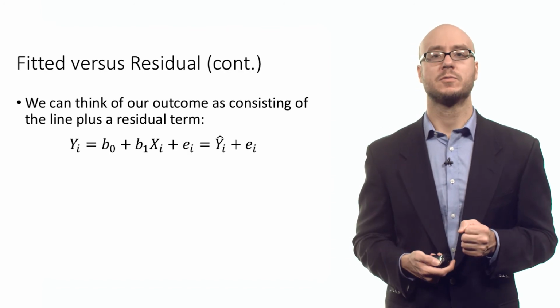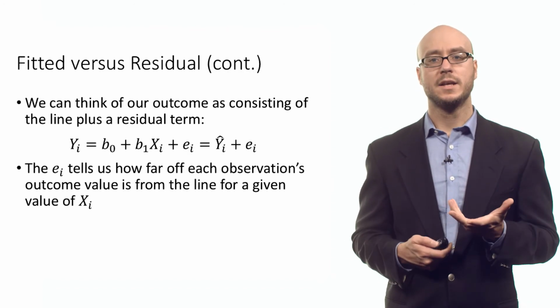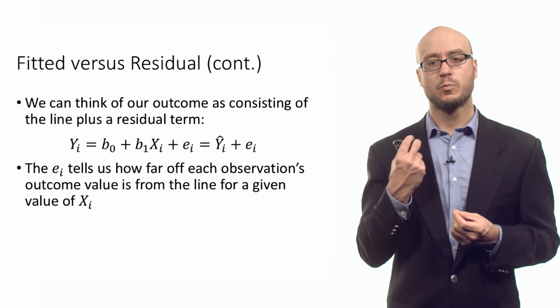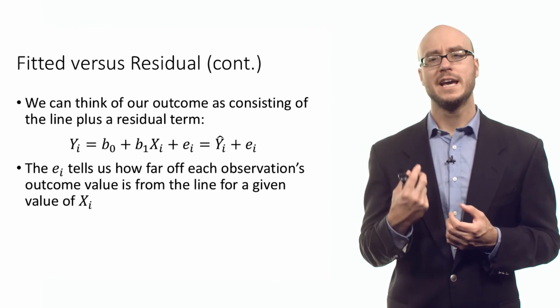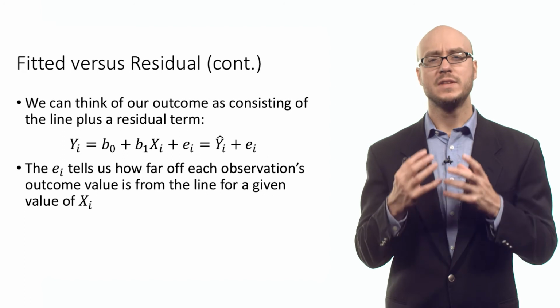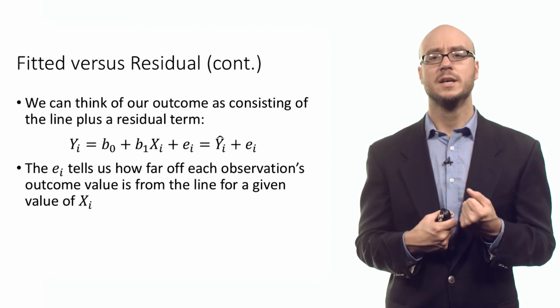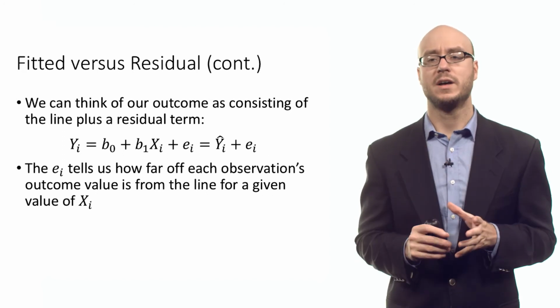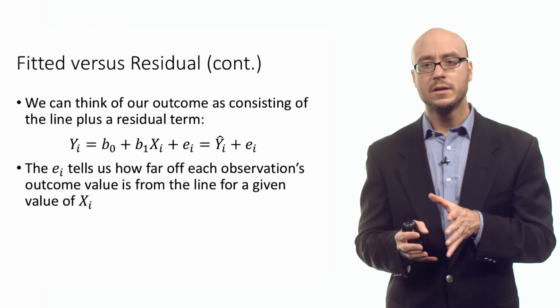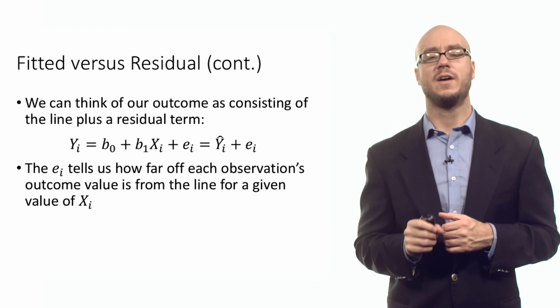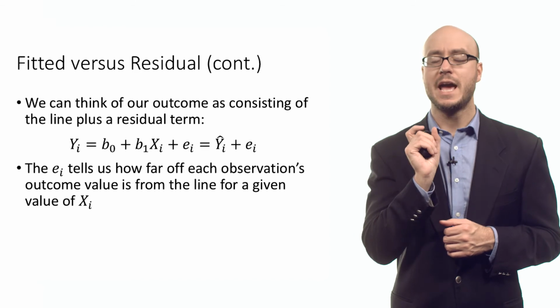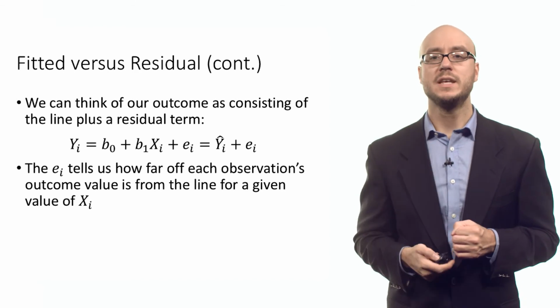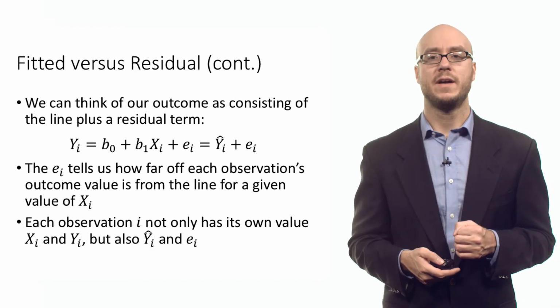You have this residual. The idea behind it is that the residual or error just tells us how far off each observation's outcome value is from the line for a given value of x. So when x equals 103, we're going to be off by about 2.5 degrees Fahrenheit. That is the error term. That is this value of e for that particular value.